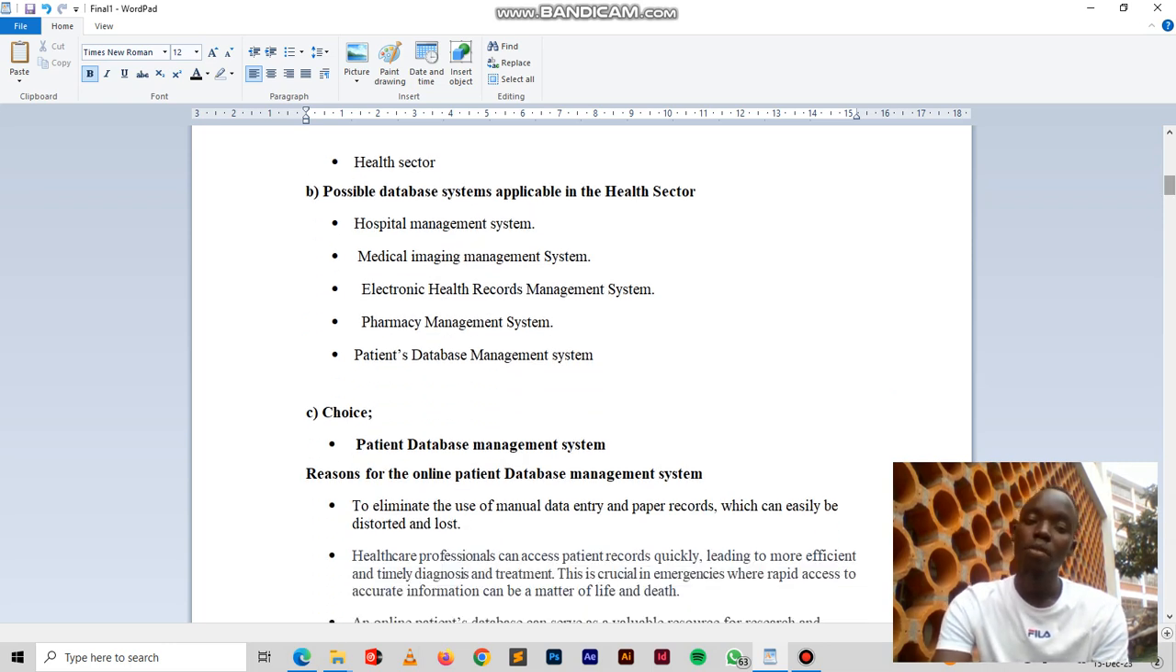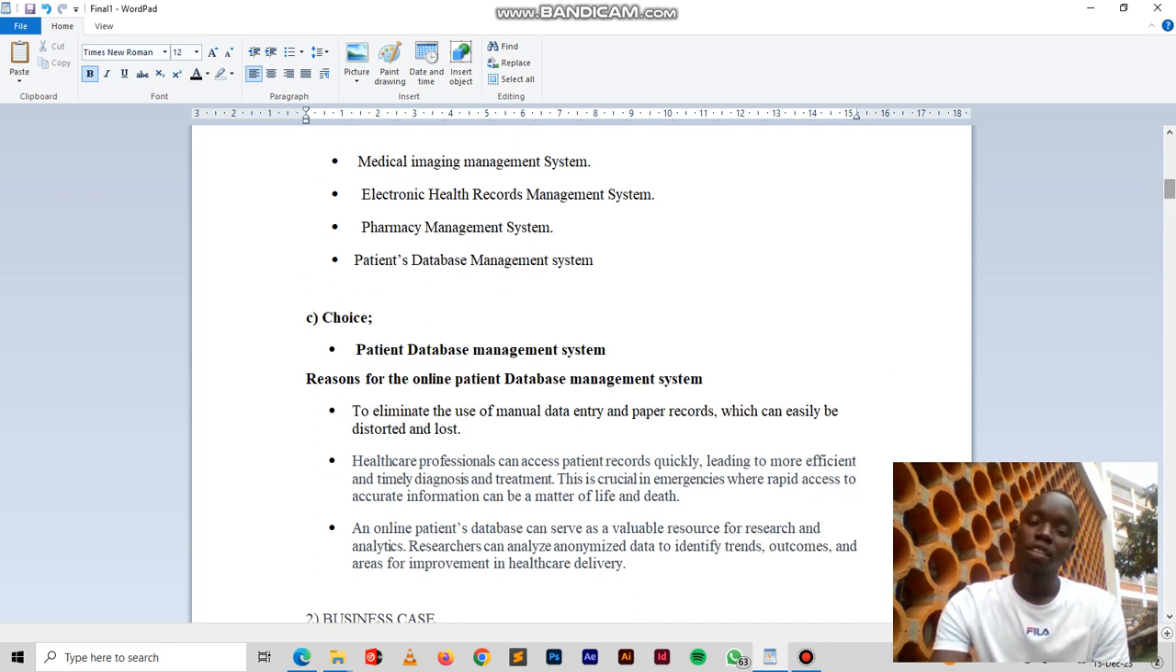Why? Because I wanted to eliminate the use of manual data entry and paper records. I also want health professionals to access patients' records quickly, leading to more efficient and timely diagnosis and treatment. I also want this system to serve as a valuable resource for research and analytics.